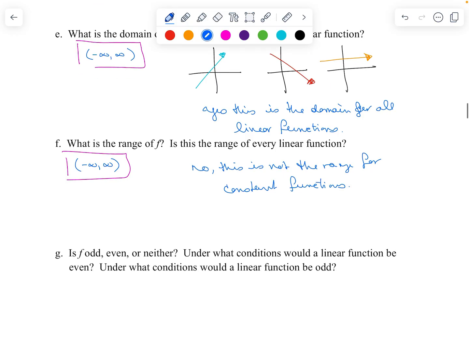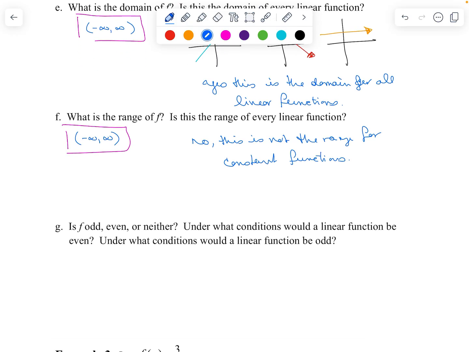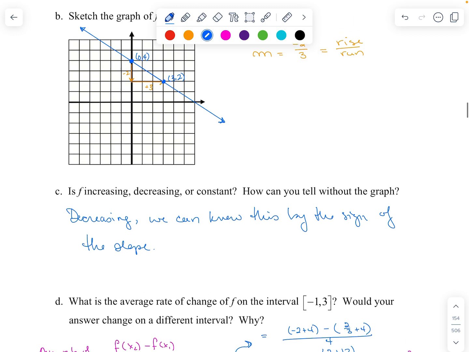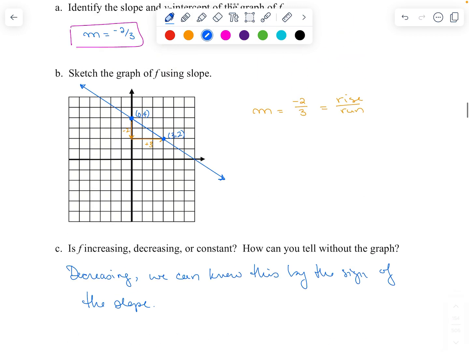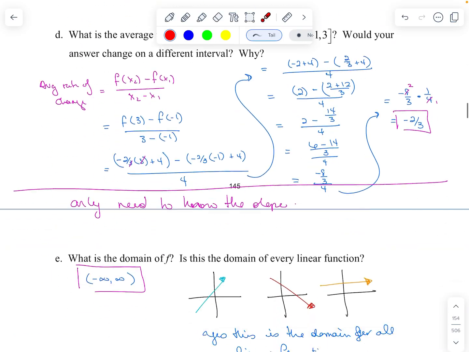Okay. Is it odd, even, or neither? So looking back, remember, to be odd means that you take the origin and do a 180-degree rotation, and therefore the graph would go back to the same image. But if I did a 180-degree rotation on this, my graph would actually be down here. I don't get the same image. So I'm going to say no, this is neither actually.